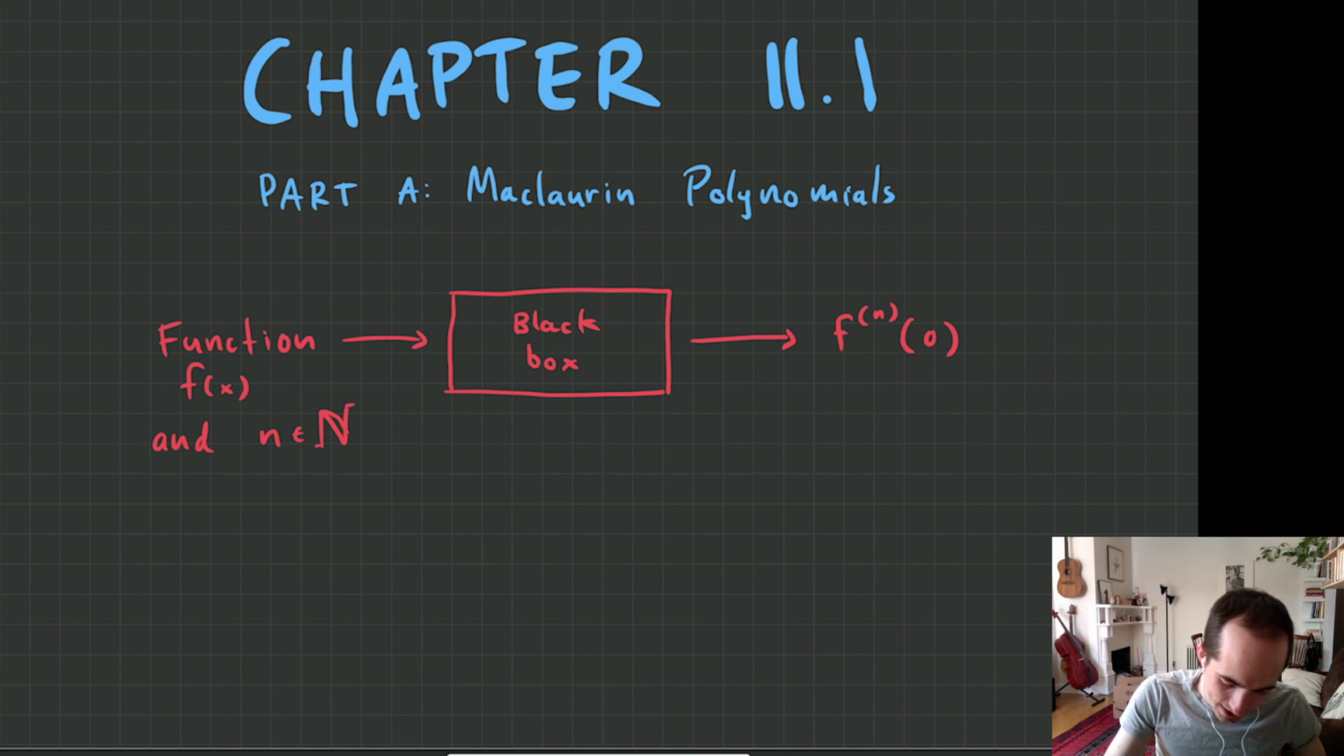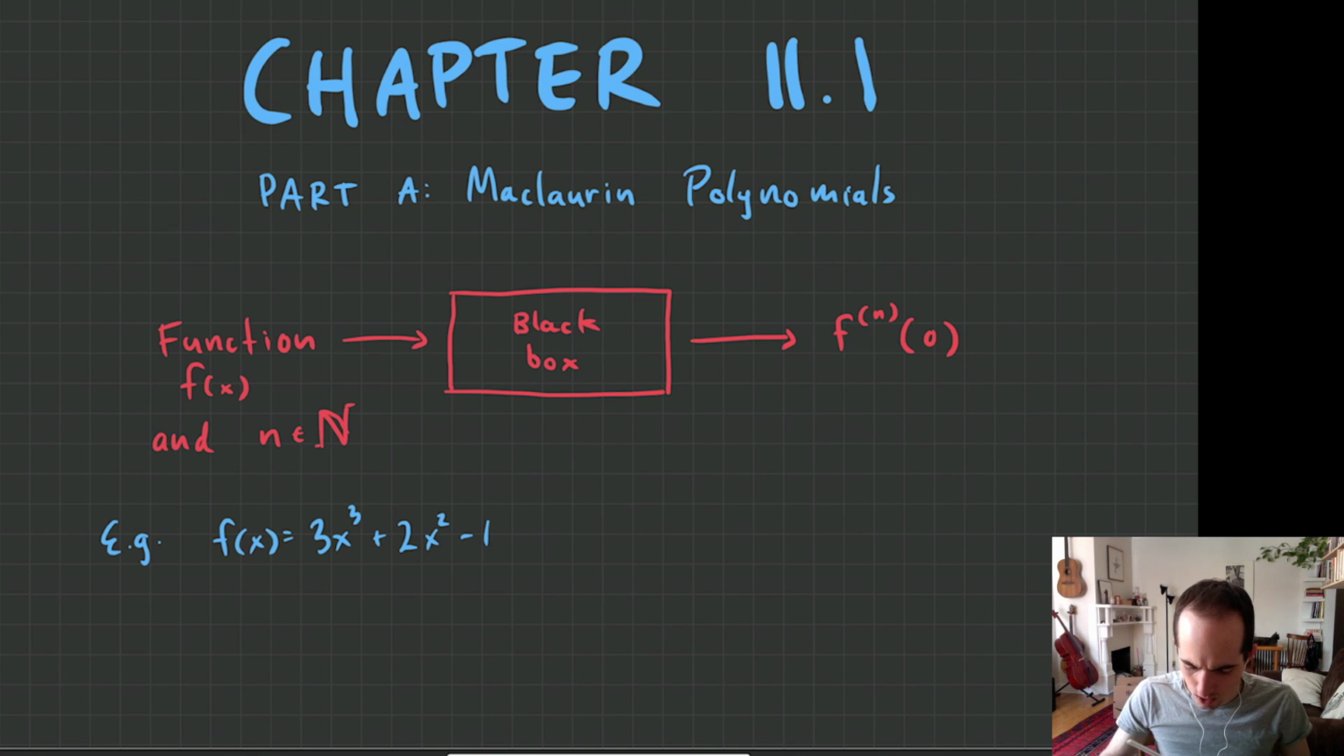Okay, so for example, let's try a few of these. Let's say we gave it f of x equals, I don't know, 3x cubed plus 2x squared minus 1.